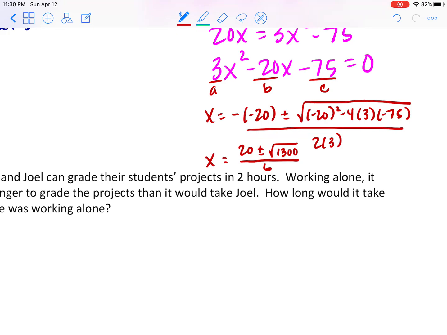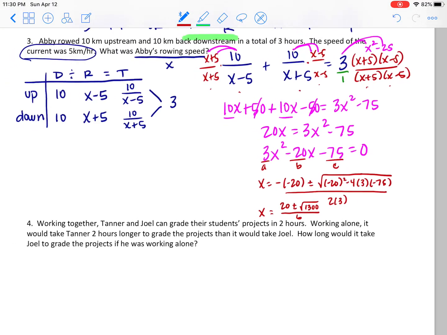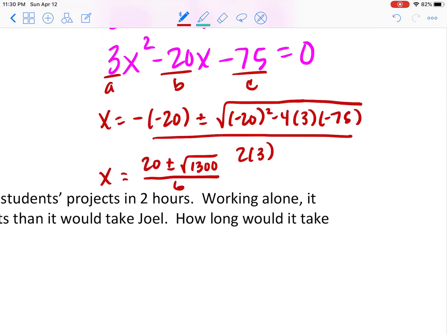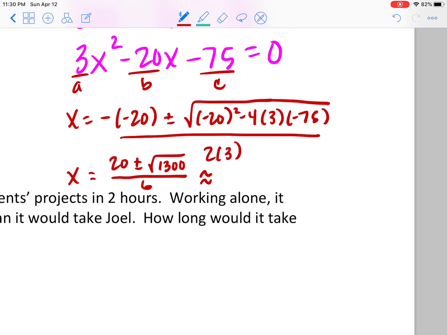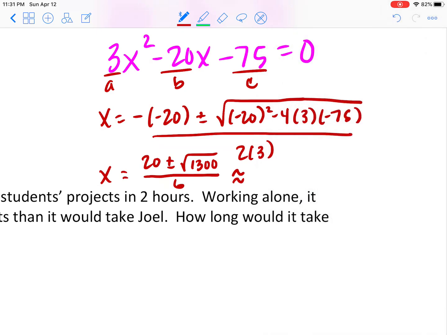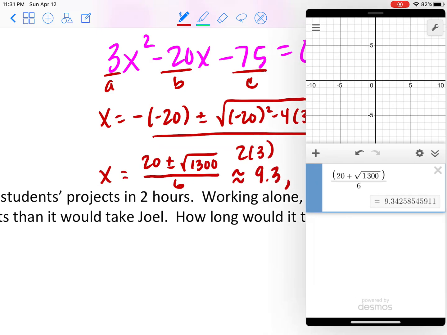Now, normally I would say if this problem had no context that we would want to simplify that radical and get an answer in simplified form, but we're really looking for, remember, a time or a speed, I mean, for Abby, and we're not going to give a speed in terms of a radical. So I'm going to go straight to the calculator here and say that this is going to be approximately, calculator, we've got 20 plus radical 1300, and that is all going to be divided by 6, and that's going to be 9.3-ish. So 9.3 was a possibility.